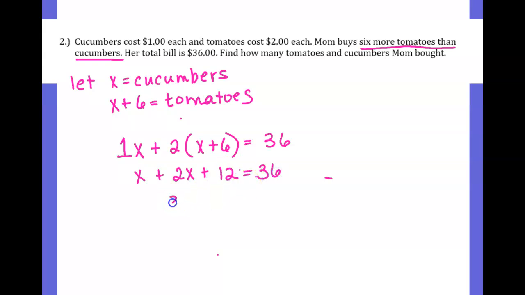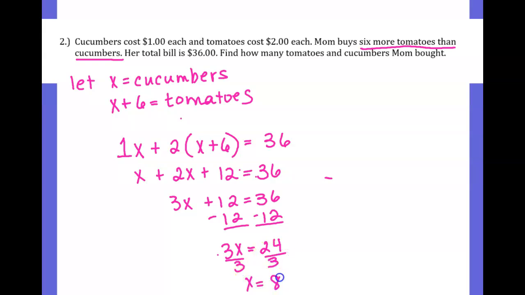and I'm going to combine my like terms. I'm going to subtract my constant. My 3x is going to be 24, and when I divide by 3, my x is going to be 8. That means I bought 8 cucumbers, and then I plug in 8 plus 6, and I get 14 tomatoes. So my answer is 8 cucumbers and 14 tomatoes.